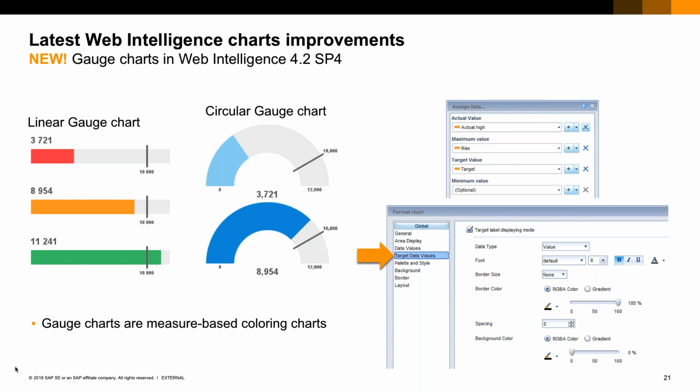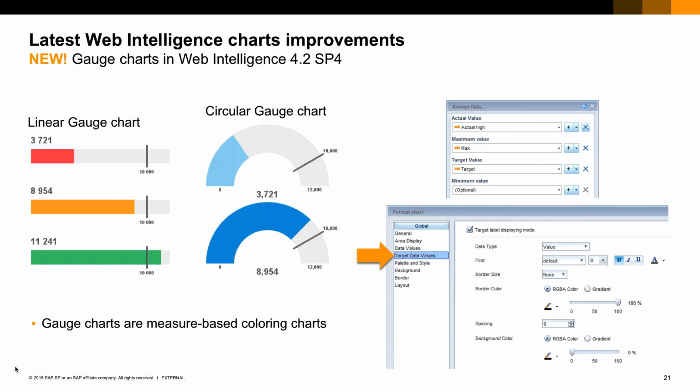Then in 4.2 SP4, we added a bunch of new charts, gauge charts. First of all, that you can see here, we have two types of gauge charts, linear or circular. With both of these charts, you can define a target, and they're measure-based coloring charts.